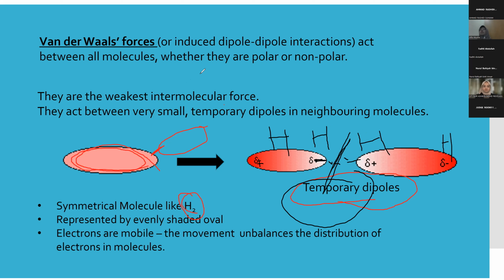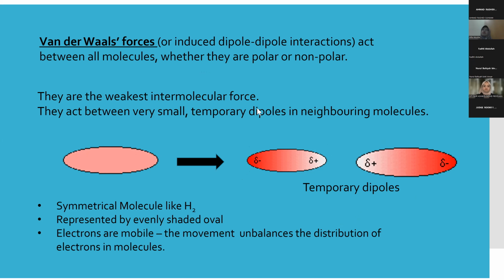This is the reason why van der Waals is the weakest bonding: there are no permanent dipoles in the molecules. If there is a dipole, it's just a temporary dipole. When the dipole is temporary, of course, it's easy to lose. Okay.